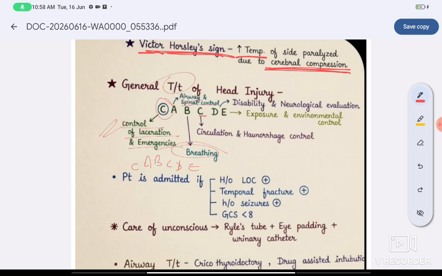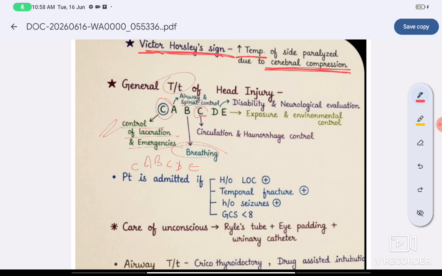Then next comes circulation. Circulation and hemorrhage control means if there is any fluid loss, for instance, any blood loss, then you have to manage that by giving extra IV fluids and so on. And apart from that, if there is any other anomaly, you may have to give CPR. This all comes under the topic of circulation.